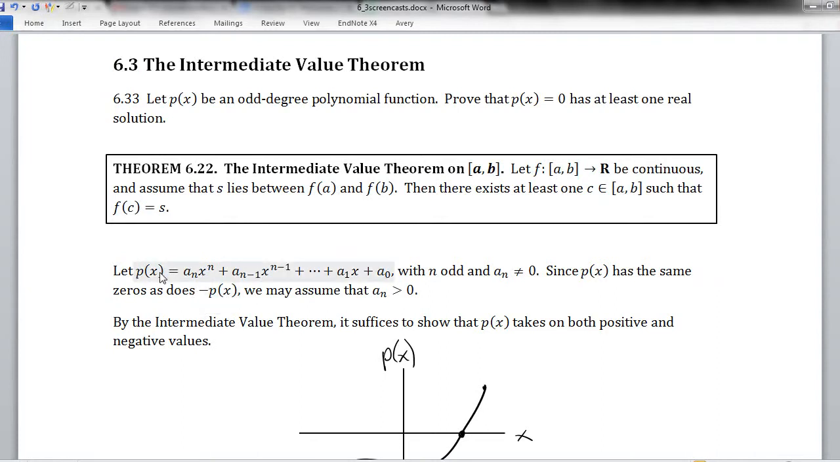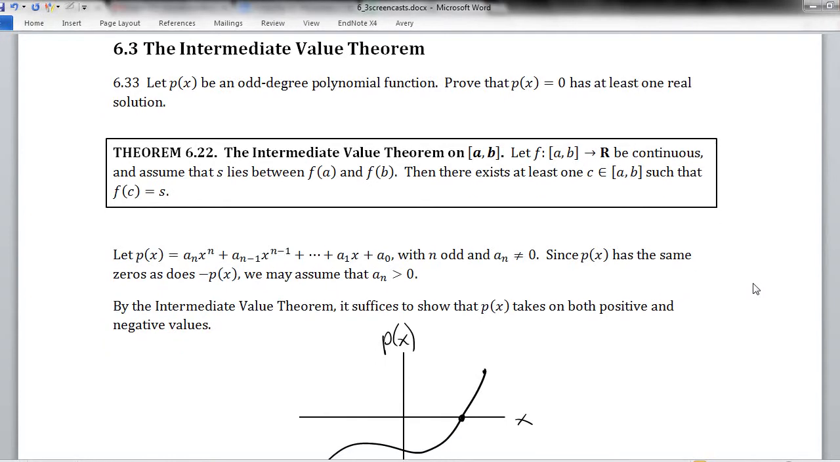Well, let's write out what our odd degree polynomial is. So n is odd, and if this is degree n, then the leading coefficient is non-zero. And just to simplify our lives a little bit, notice that p of x has the same zeros as negative p of x does. And so we can assume that this leading coefficient is actually positive. Okay. If it's negative, then let's just look at negative p of x instead, and then it'll be positive. Have the same zeros.